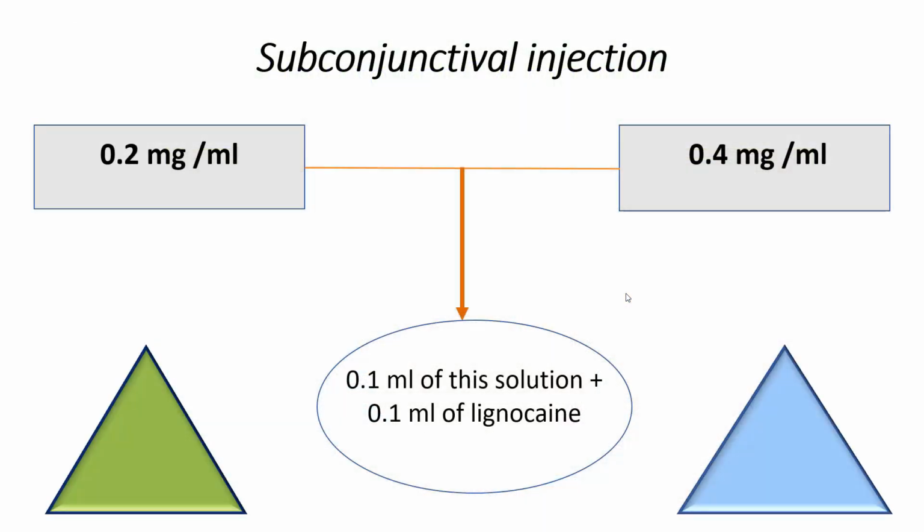For subconjunctival injection, 0.1 ml of either of these reconstituted solutions is mixed with 0.1 ml of lignocaine. Thus, we get a concentration of 0.02 mg or 20 microgram when we use the 0.2 mg per ml solution, and a concentration of 0.04 mg or 40 microgram when we use the 0.4 mg per ml solution.